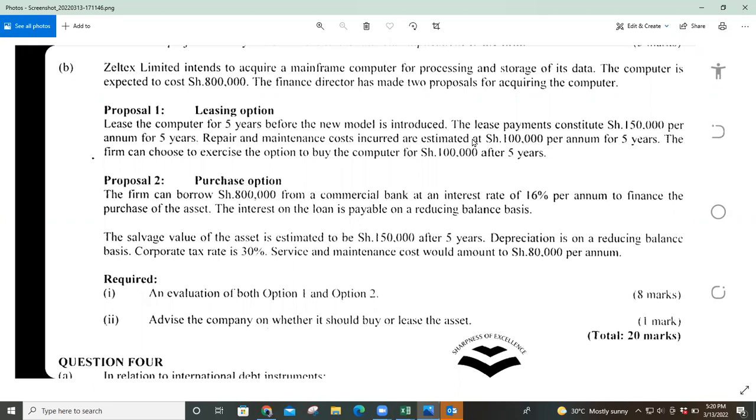Purchasing: the firm can borrow 800,000 from a commercial bank at an interest rate of 16% per annum to finance the purchase of the asset. The interest on the loan is payable on a reducing balance. Salvage value of the asset is estimated at 150,000 after 5 years. Depreciation is on reducing balance. Tax is 30%. Service and maintenance costs would amount to 80,000 per annum. Evaluate both option 1 and option 2. Good.